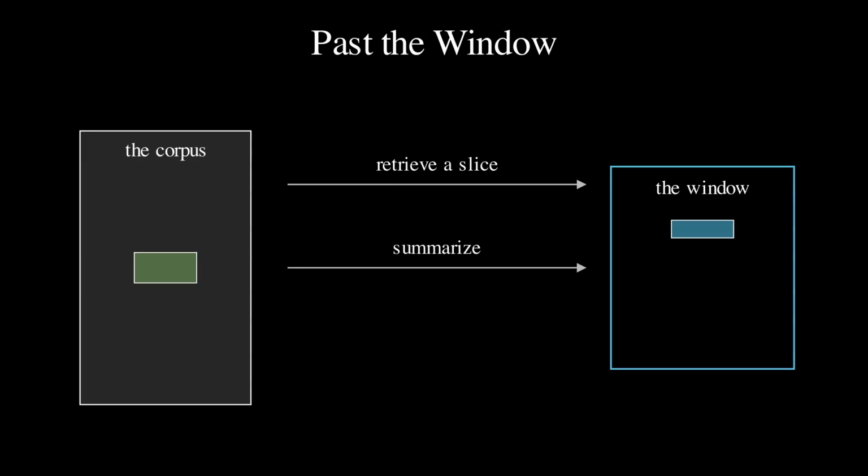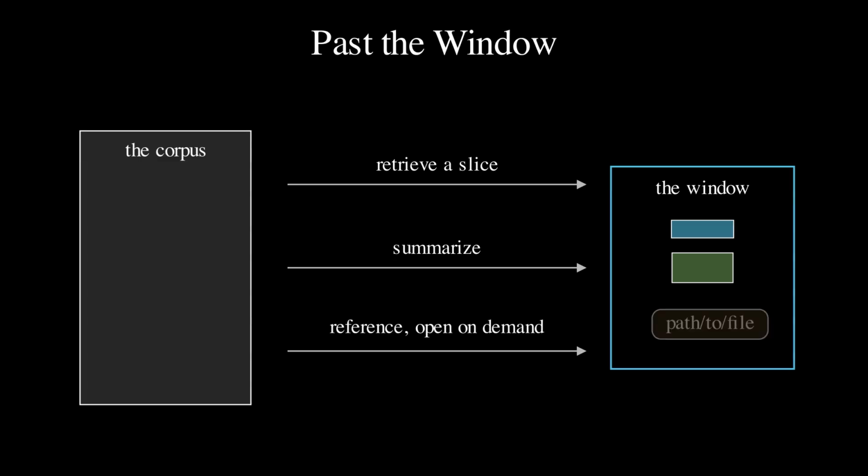Summarization: compress long documents or histories into compact summaries before injection. The summary trades recall for brevity, and its quality decides how much survives. And reference, not inclusion. Give the agent a pointer to a file and the ability to open it rather than injecting the contents.